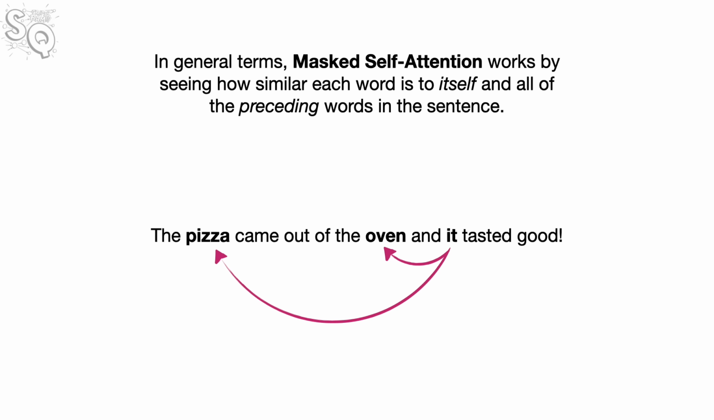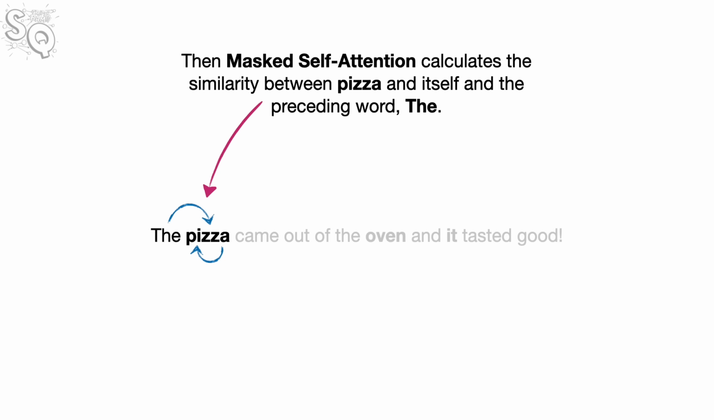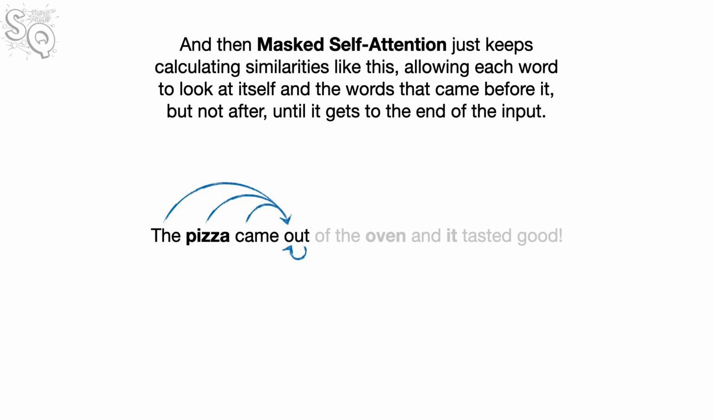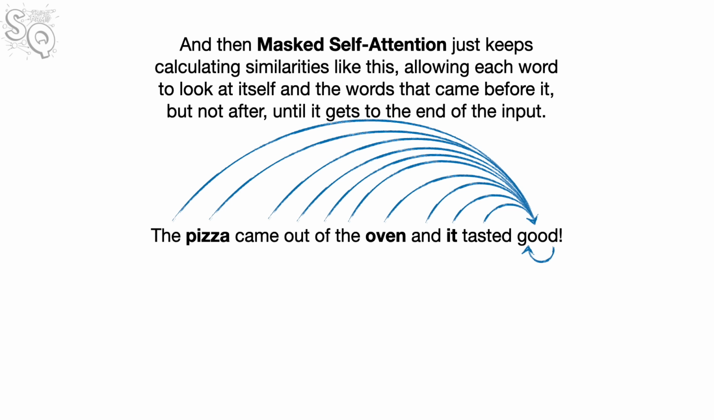In general terms, masked self-attention works by seeing how similar each word is to itself and all of the preceding words in the sentence. For example, masked self-attention starts by calculating the similarity between the first word, the, and itself. Then masked self-attention calculates the similarity between pizza and itself and the preceding word, the. And then masked self-attention just keeps calculating similarities like this, allowing each word to look at itself and the words that came before it, but not after, until it gets to the end of the input.